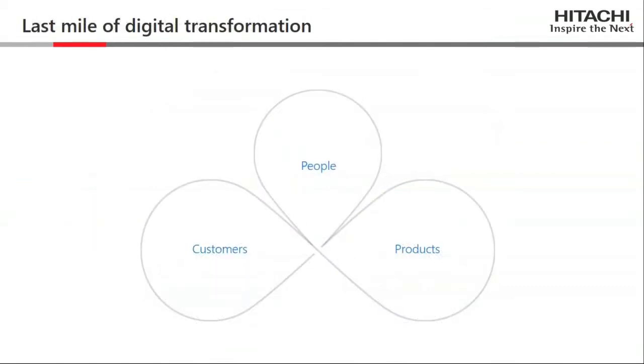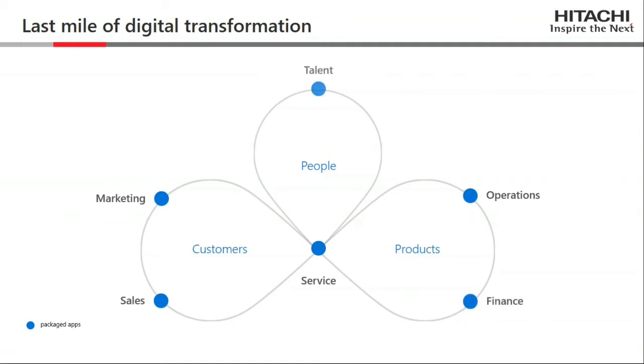Putting all those together, the last mile of the digital transformation would now be apps. So when we say apps, there are what we call the package apps. And under the Microsoft stack, we have a few that I'm mentioning right here. So we have sales and marketing and service that are focused on customers. Then we also have talent as well as service, focusing on the people. And we have operations and finance and service, focusing on products.